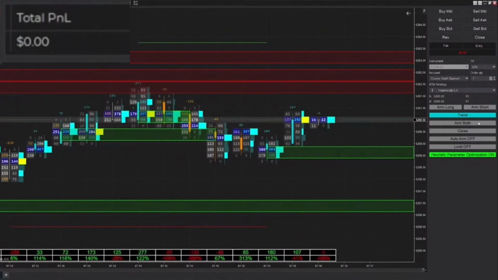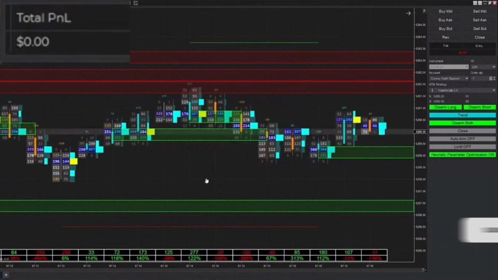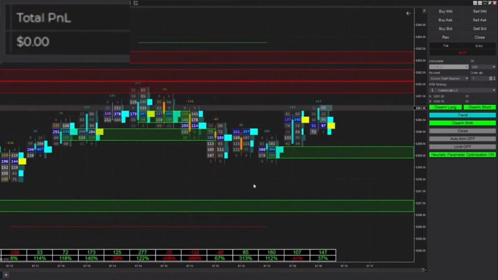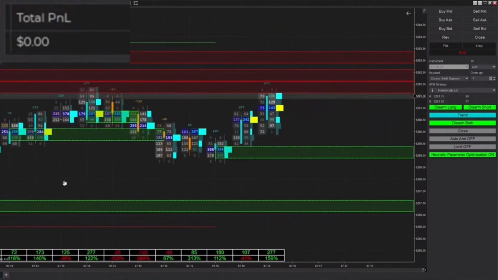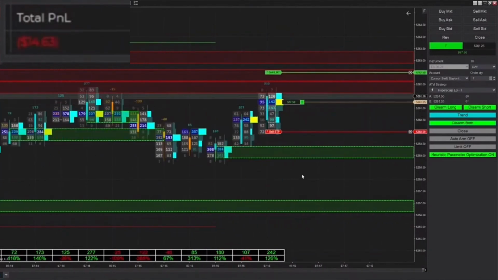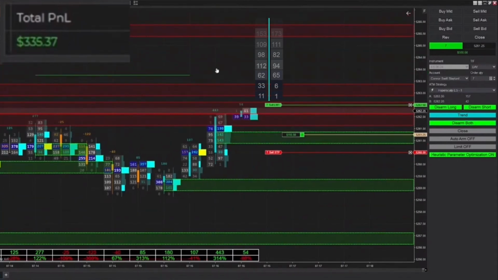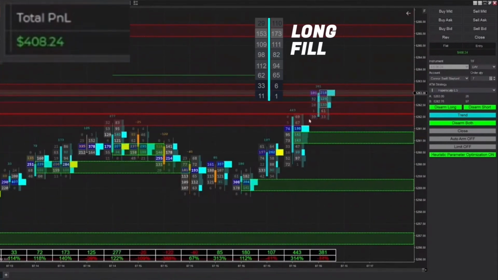Today we're going to be using the Polarity Automated Trading Interface to trade ES futures. We're going to be starting the day out here inside of trend mode. Even though we should probably be in regression mode, I do like to start out in trend on ES. You can see there we get our first fill into a long trade here. And that's exactly why we're in trend mode.